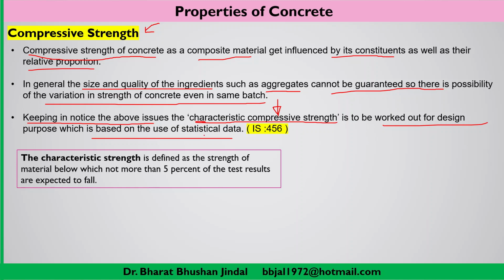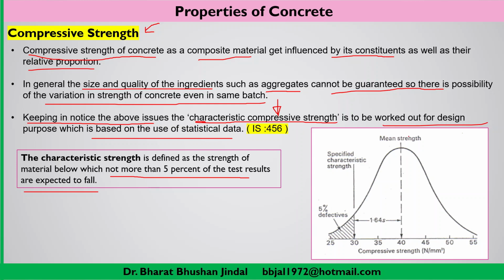As per statistical tools, characteristic strength is defined as the strength of material below which not more than 5% of test results are expected to fall. So later on we will be able to understand it more effectively. Now you can see here one graph that is known as a bell curve. Here, along the horizontal x-axis there is compressive strength, and along the vertical y-axis, we have taken the density of the number of tests.